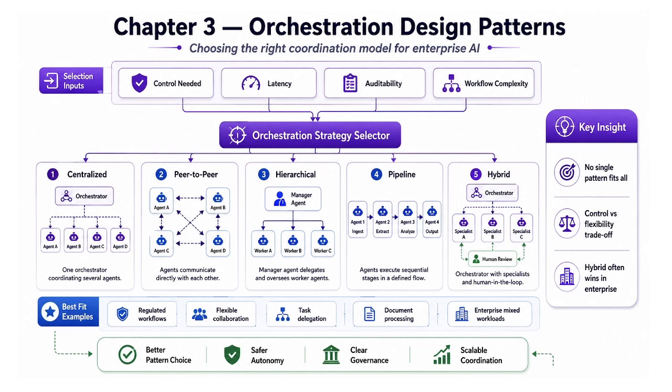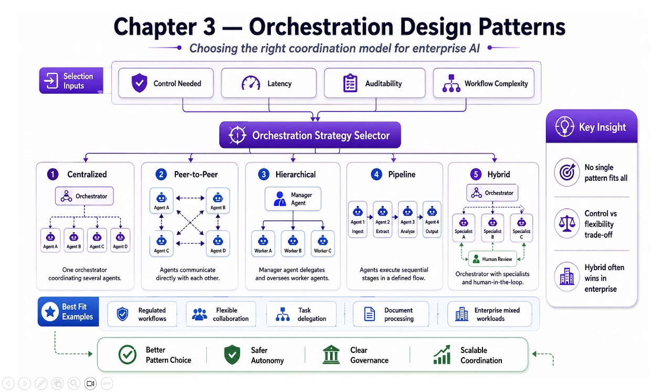Then we have the pipeline. This is sequential. If agent A is done, then agent B takes over, then agent B continues, then agent 4 continues. So this is good in data engineering type of operation, where you have sequential execution: ingest, extract, analyze, and output. So ingest data, extract data, process the data, analyze the output based on KPI, and get visualization. So agents execute sequential stages in a fixed flow.